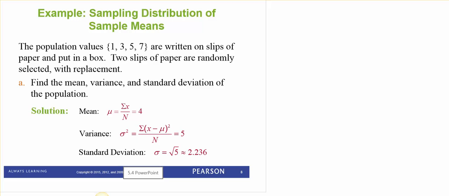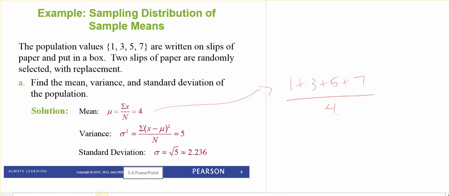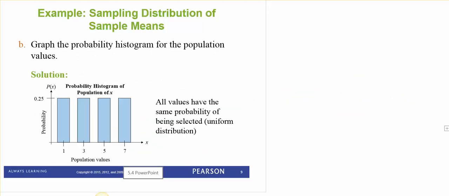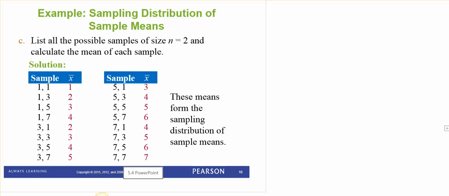So the population values are 1, 3, 5, and 7. If you wanted to find the mean, and they just magically come up with this number, but they took all the x's and divided by 4. And that would give us the mean of the population because we only had 4 things in our population. You can find the variance by using this formula, and then the standard deviation is what we need. On the next page, they look at the probability of drawing each one of these. Well, each one of these has a probability of 1/4 because it's 1 out of 4.